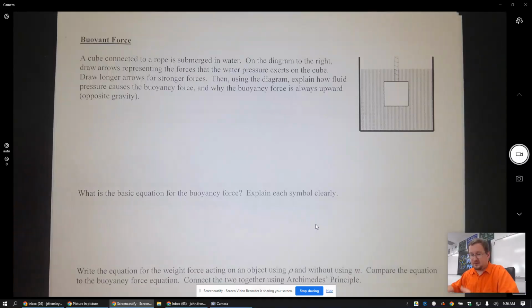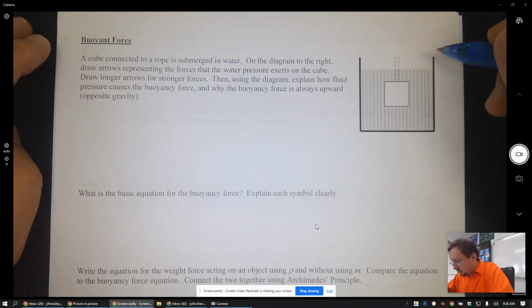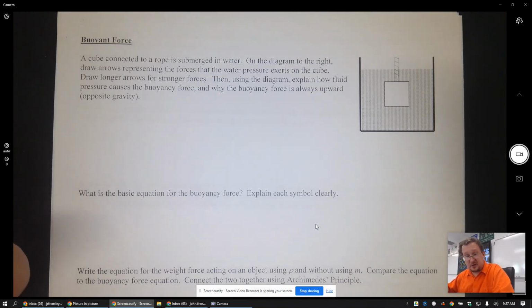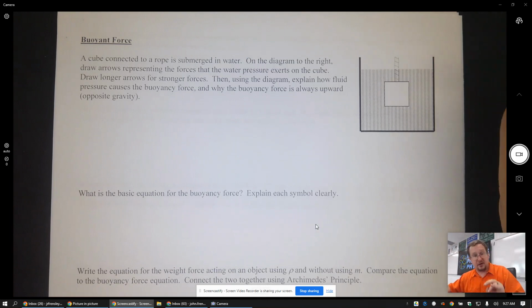All right, folks, it's time to talk about buoyancy. It's our next topic, so let's have a look here. The first thing I want students to know about buoyancy is that it is the result of a difference in pressure between the top and the bottom of an object.